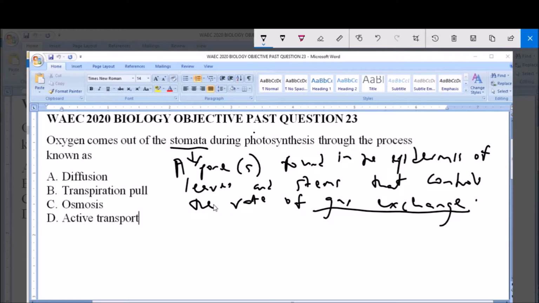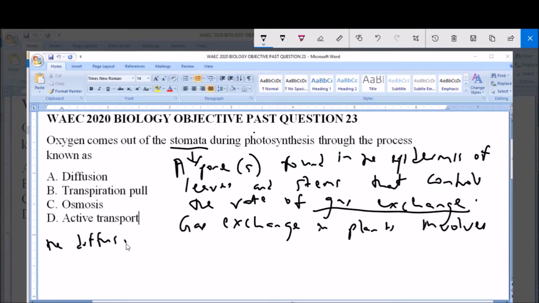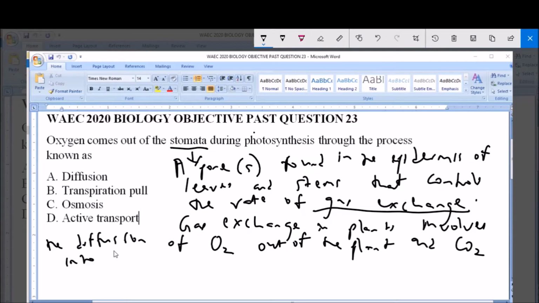Now, gas exchange in plants involves the diffusion of oxygen out of the plant and CO2 into the plant. So this is what happens in gas exchange in plants.